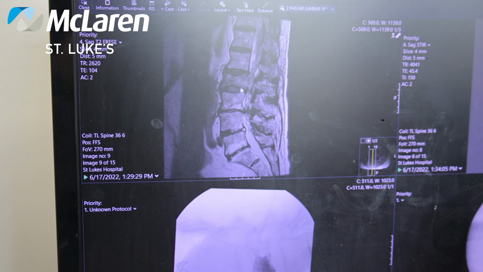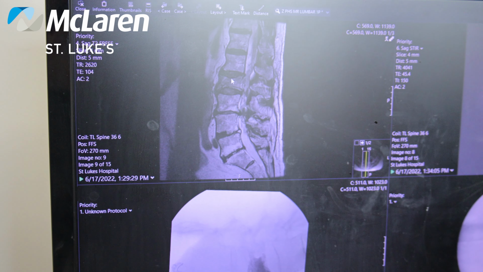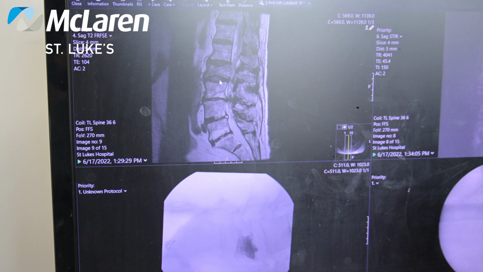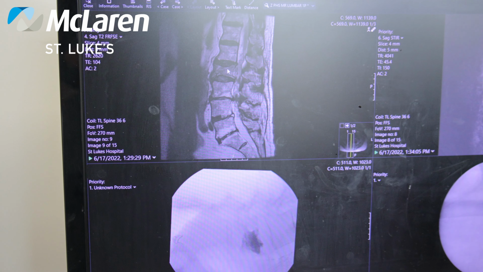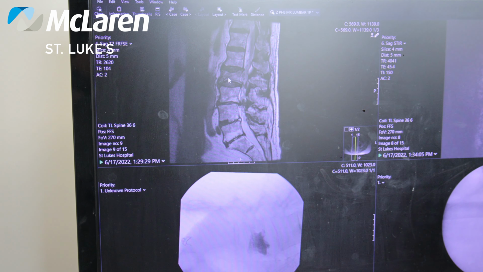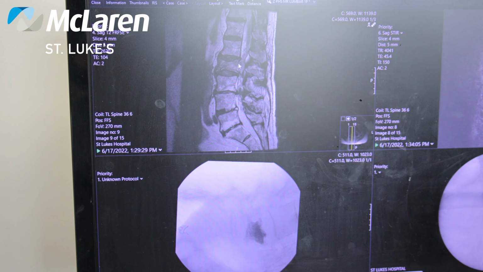On this particular image, what we see is that the body is not shaped the same as the other vertebral bodies. It looks like it's smushed in the middle. It's not as tall, and the top and bottom aren't parallel like they are above. And so that's what a compression fracture looks like.